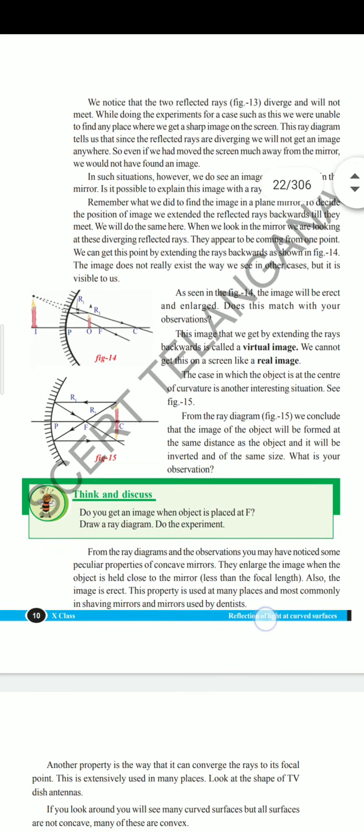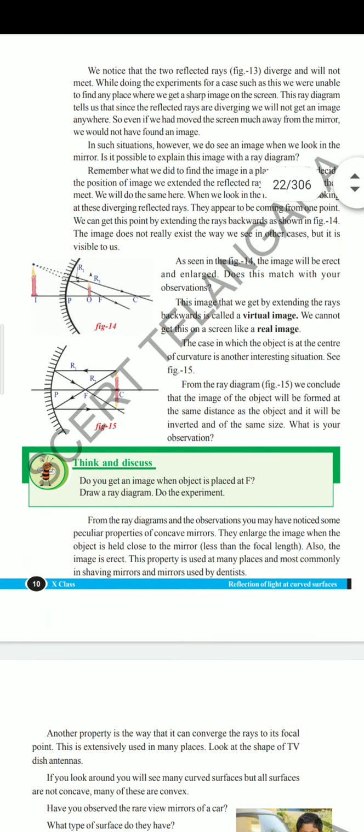As seen in figure 14, the image will be erect and enlarged. Does this match with your observations? This image that we get by extending the rays backwards is called a virtual image. We cannot get this on a screen like a real image.